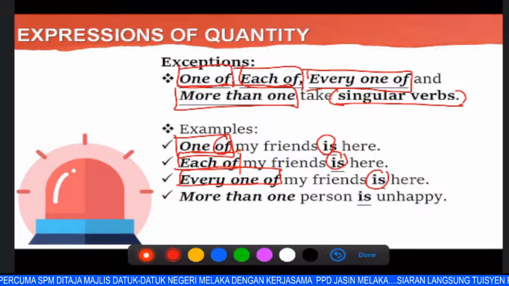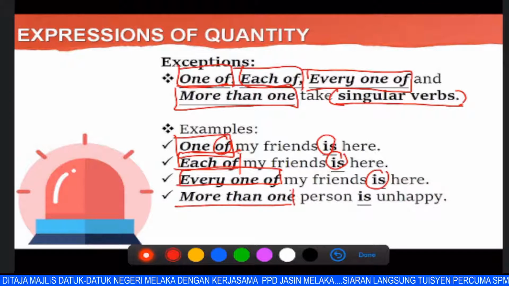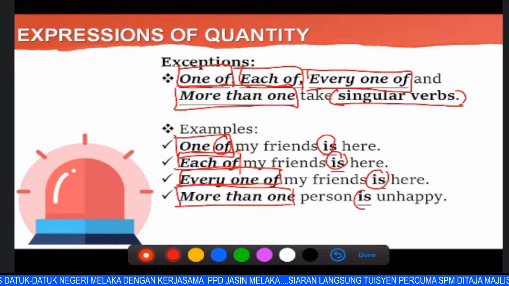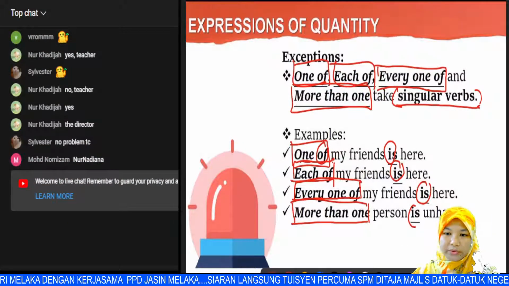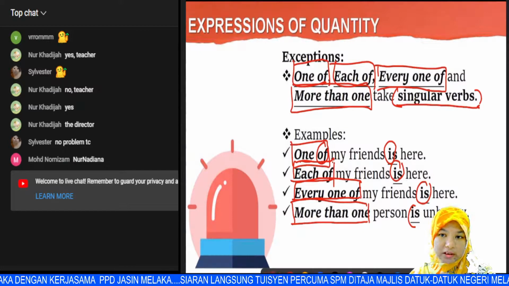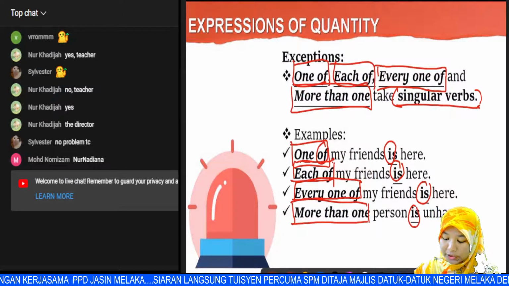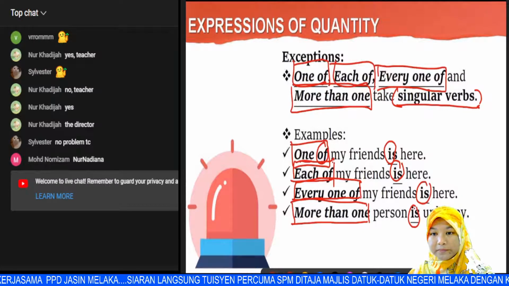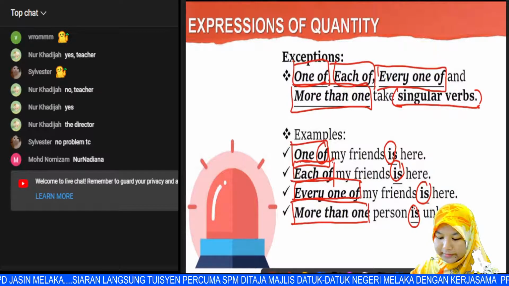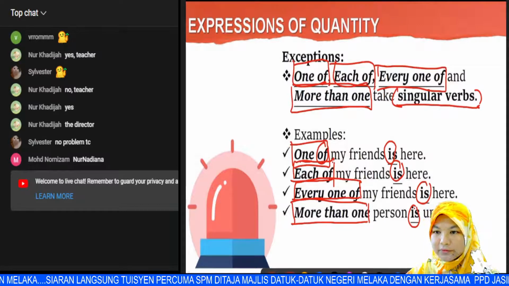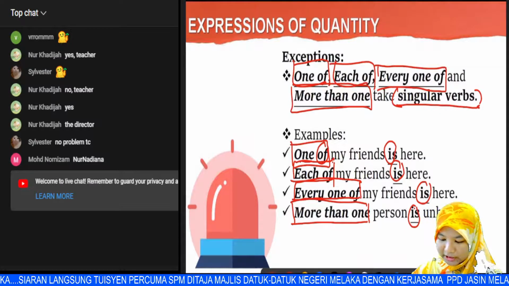More than one person is unhappy. More than one person is feeling unhappy. Here, you can say more than one, but you cannot count it. So when you cannot count, it takes singular. It becomes singular, so that's why we use a singular verb. Okay, let's proceed.